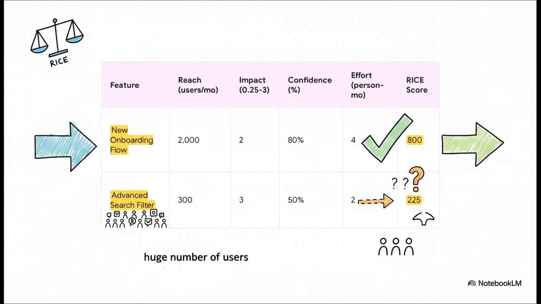Okay, on paper, that advanced search filter looks pretty good, right? It has a higher impact score of 3. But look closer. It reaches way fewer users, and we're only about 50% confident in our estimates. Now look at the new onboarding flow. It has a slightly lower impact, sure, but it reaches a huge number of users, and we're pretty confident about it. When you run the numbers, it's not even close. The onboarding flow is the clear winner with a RICE score of 800.